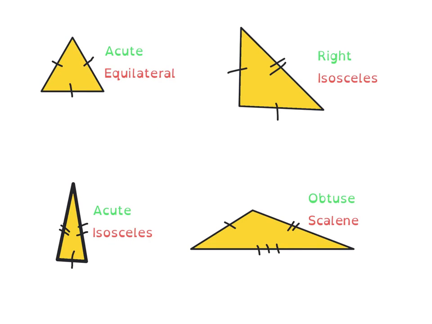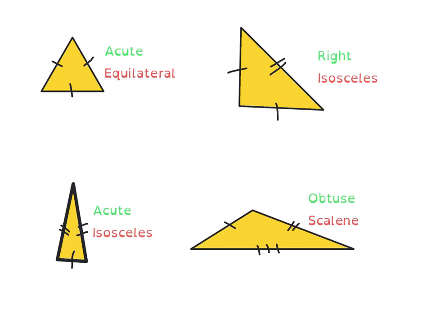All right, so let's look at a couple examples of triangles and why they're classified the way they're classified. This triangle here is an acute equilateral triangle. It's acute because all three angles are less than 90 degrees. It's equilateral because all three sides are equal in length. All three sides are congruent, and you can tell that because of the notations, the little tick marks. So this is an acute equilateral triangle. Acute based on its angles, equilateral based on its sides.